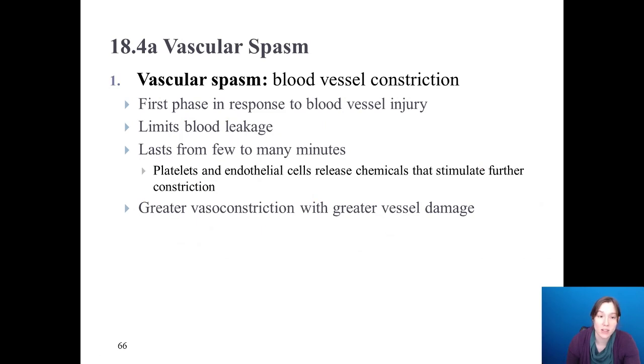So vascular spasm is what happens when our blood vessels constrict. This is the first stage that happens in response to blood vessel injury because we don't want to lose all our blood. So this limits that leakage. And this can last from a few to many minutes, and how long this lasts depends on the chemicals that are released by platelets and endothelial cells, because they are going to stimulate further constriction. And so generally you have greater vasoconstriction associated with greater vessel damage.